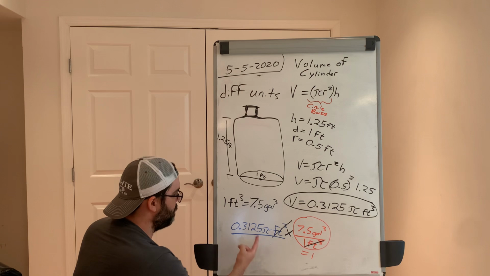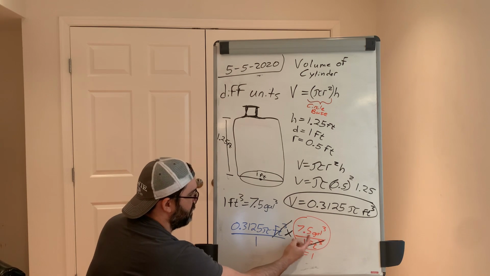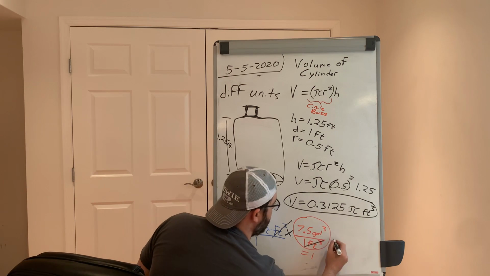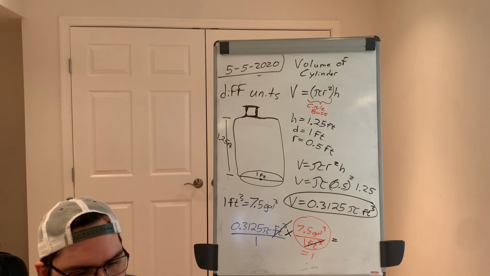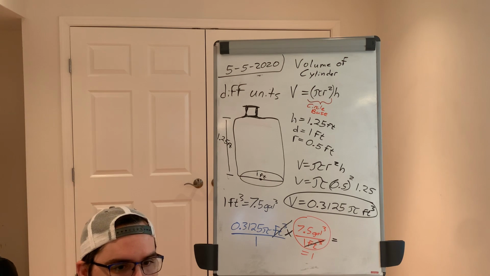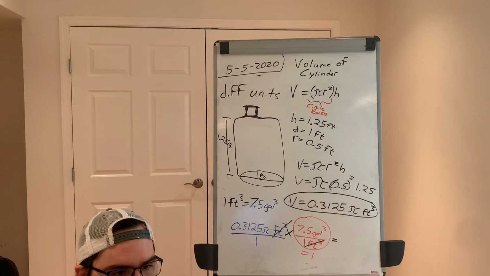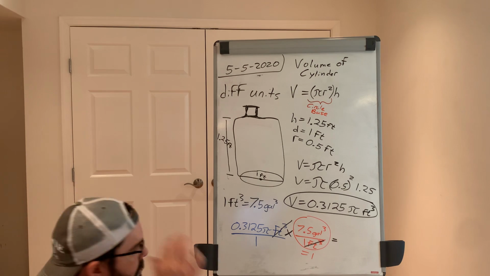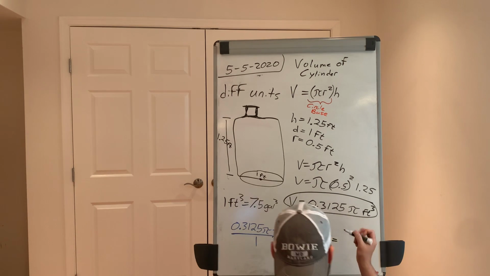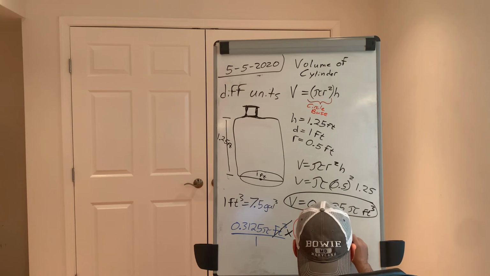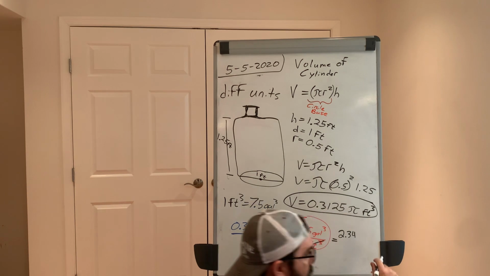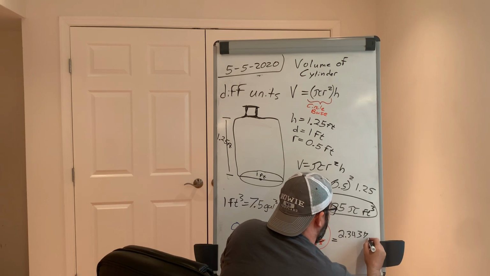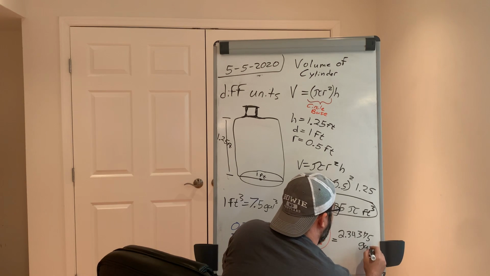Now what we have to do is multiply this number times this number, and we'll have it in cubic gallons. Equals 7.5 times 0.3125 pi. And you get 2.34375 gallons cubed.